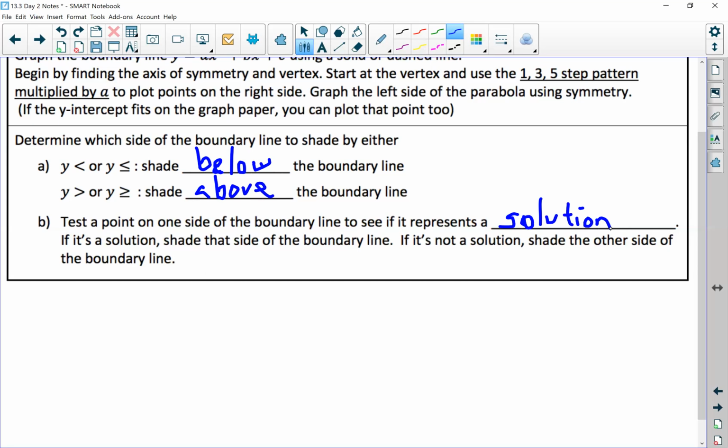And it's kind of nice with parabolas because if a is positive and we have greater than, we shade inside the parabola. If a is positive and we have less than, we shade outside. And if a is negative, it's exactly the opposite. So opposite a, opposite shadings. But again, just kind of an interesting fact, I guess.